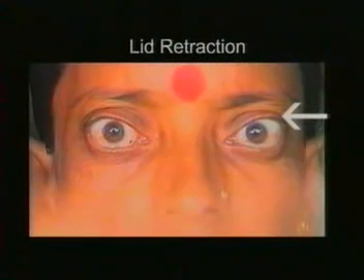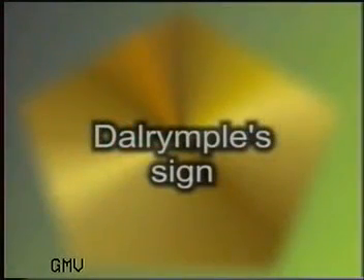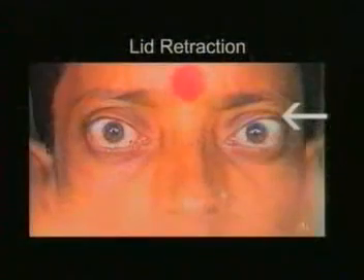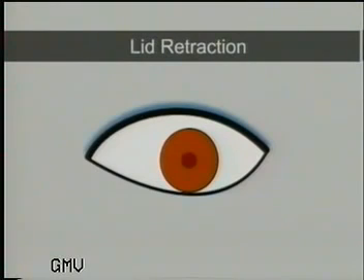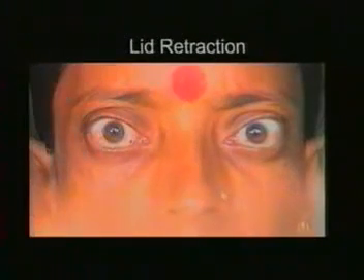The earliest eye sign to appear is the lid retraction with resultant widening of the palpebral fissure, also termed as Dalrymple's sign. Note here the lid retraction, which is more prominent in the left eye. The upper lid is retracted due to tonic contraction of the involuntary part of the levator palpebrae superioris, thereby exposing a strip of white sclera above the superior limbus. This results in a typical staring and frightened look of a thyrotoxic patient.